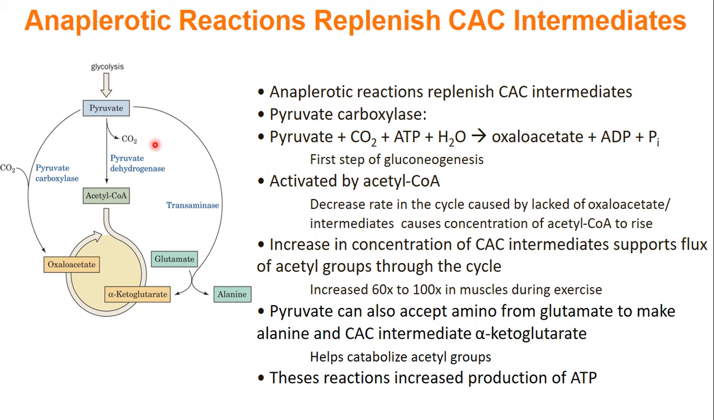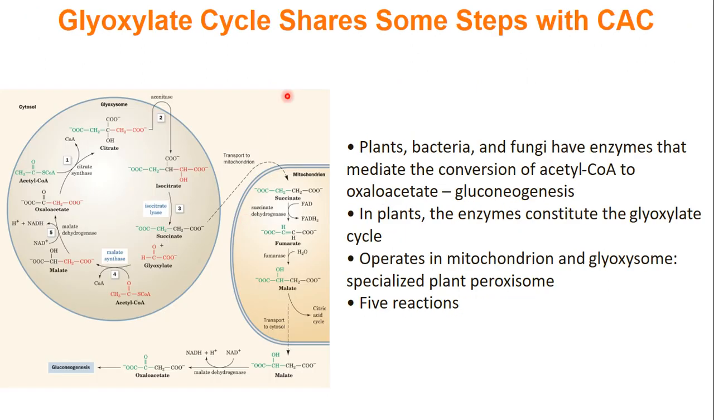As I alluded to, pyruvate can also take an amino group from glutamate, and that pyruvate will be turned into alanine. Glutamate will be turned into alpha-ketoglutarate. Then again, we have intermediates. And all of these reactions are going to speed up the citric acid cycle, which will increase the amount of ATP that we produce.